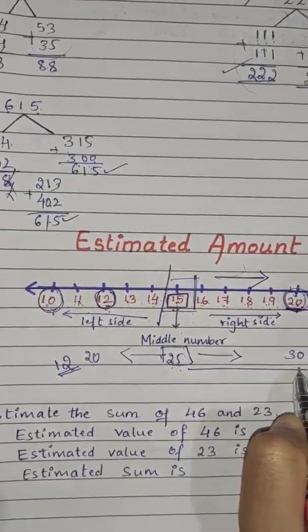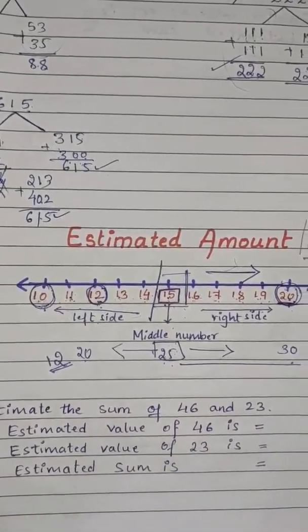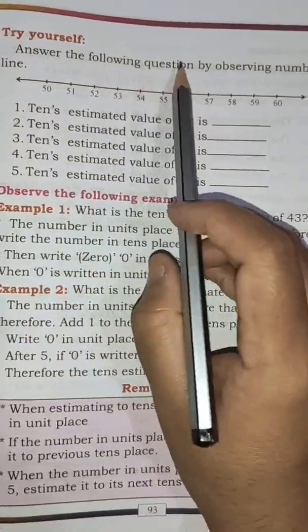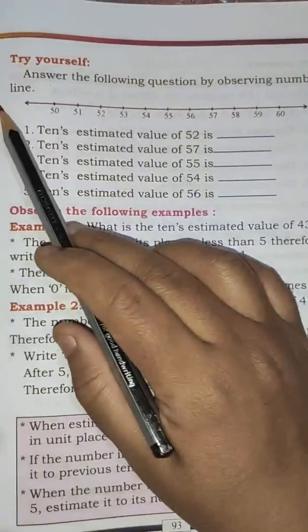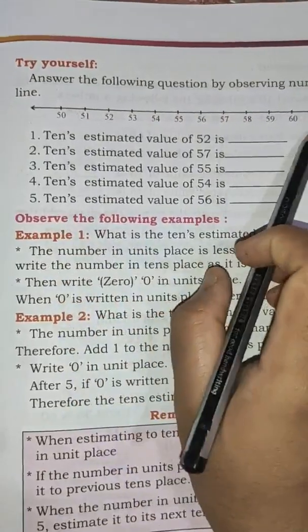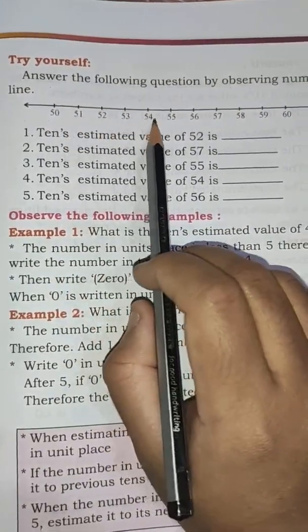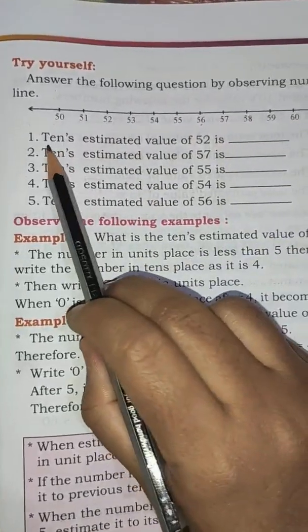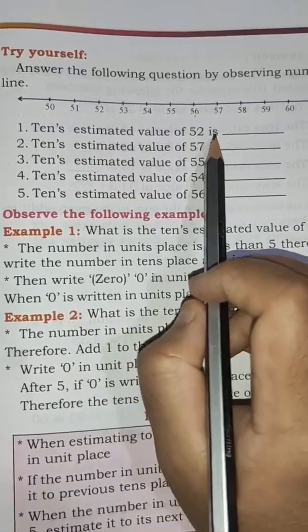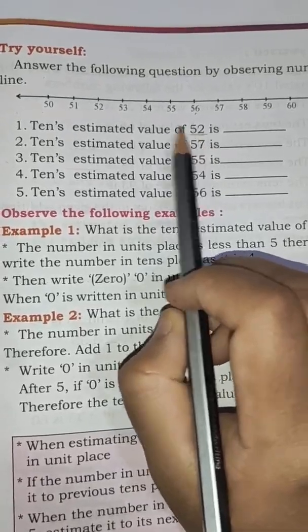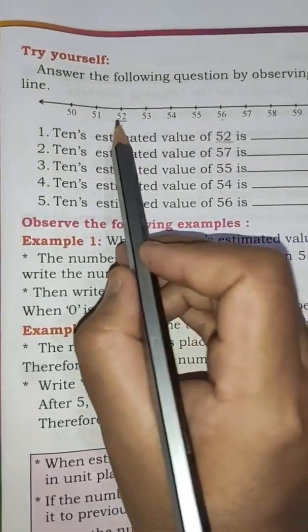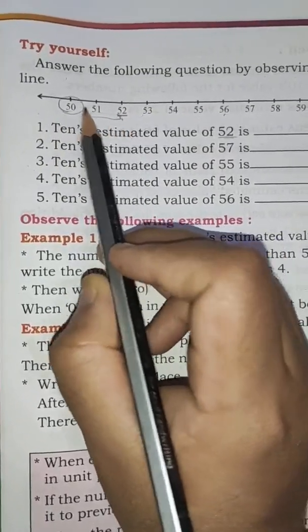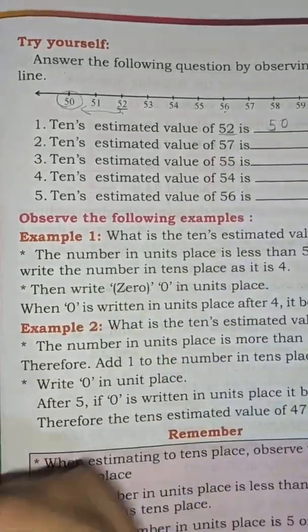Understood, children? Now let us take one example to understand this concept. Page number 93. Answer the following questions by observing the number line. Here is a number line: 50, 51, 52, 53, 54, 55, 56, 57, 58, 59 and 60. Now, the tens estimated value of 52 is, where is 52 here? It is near to the 50. So what is the estimated value of 52? It is 50.